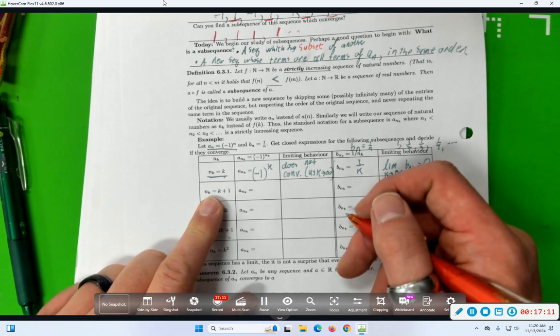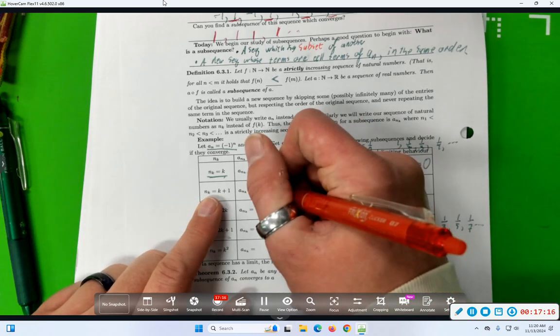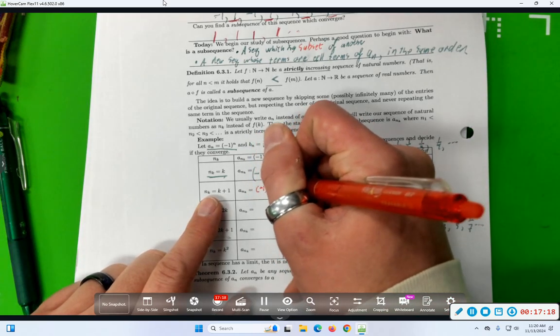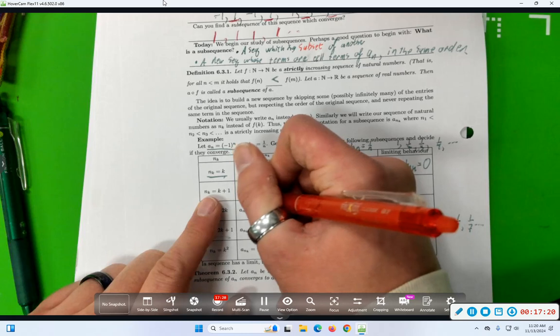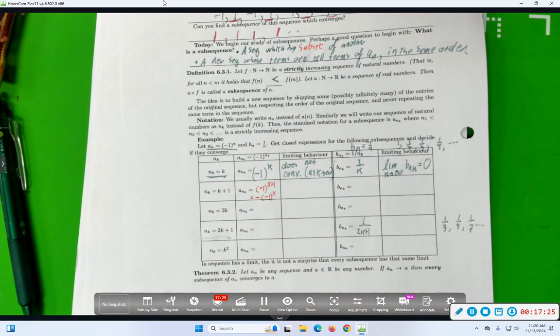N sub k equal to k plus 1. What's a sub n sub k? Negative 1 to the k plus 1. I guess if you wanted to simplify that at all, that's negative 1 to the k, if you care. Does it converge? No.